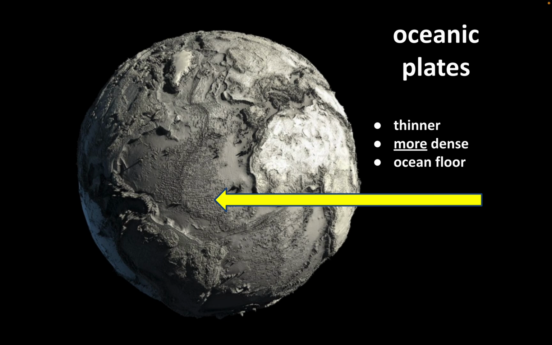So the oceanic plates are thinner than the continental plates, but they are more dense. There's more matter in oceanic plates than there is in continental plates. And so if a continental plate and an oceanic plate would come together, the oceanic plate is more dense. It's going to be the one that sinks below the other one. And the oceanic plates make up the ocean floor.